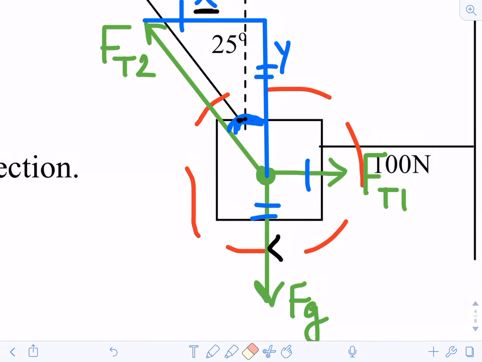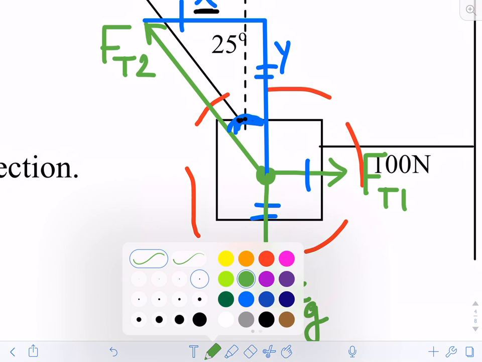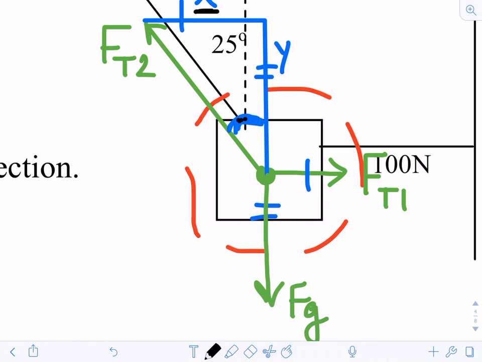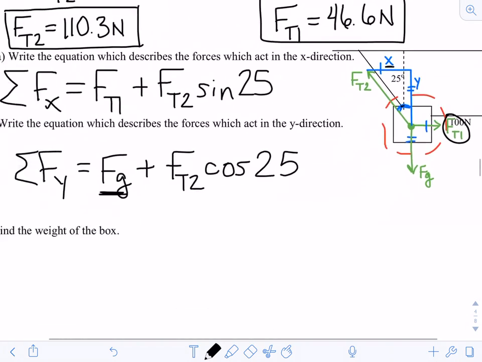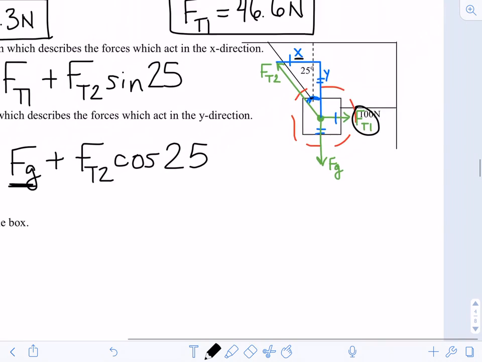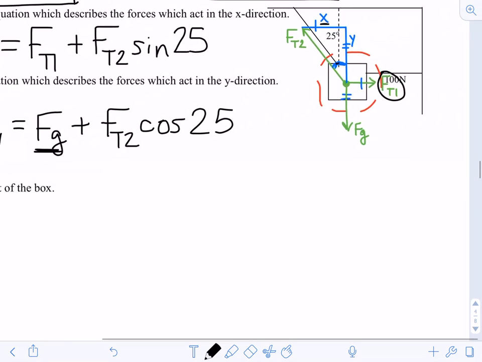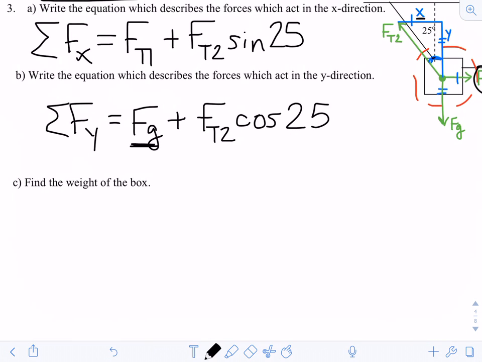Now, the thing that is different in this problem is that we no longer know the weight of our box. There is no longer 100 newtons here. Instead, the thing that we know is we now know FT1. So this is the quantity that we know, and we now want to find out what is FT2 and what is that force of gravity. So, actually, we just want to find the force of gravity, because remember, weight is a synonym for the force of gravity.